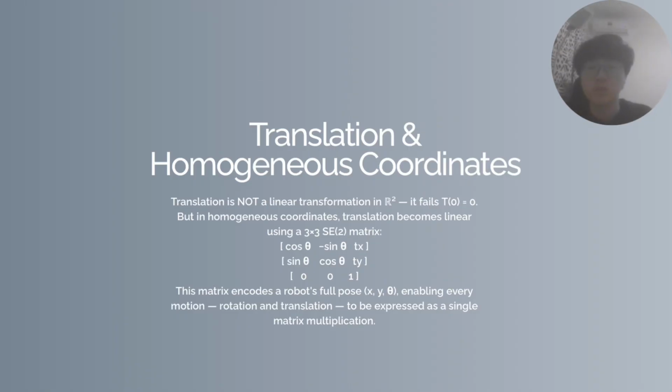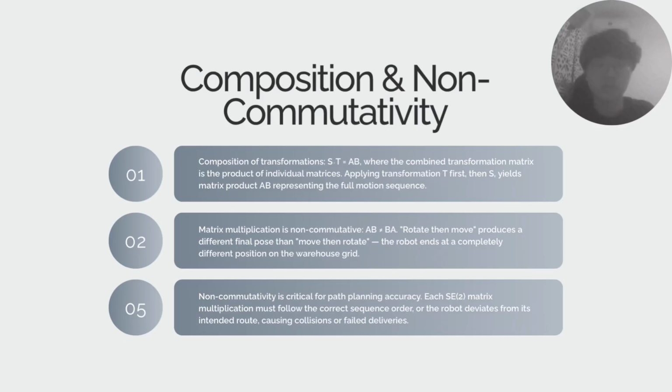Quick proof that T(0) is not equal to 0 for translation. Introduce the 3 by 3 SE(2) form. State the composition theorem, where composition equals matrix product, and note that this operation is non-commutative.